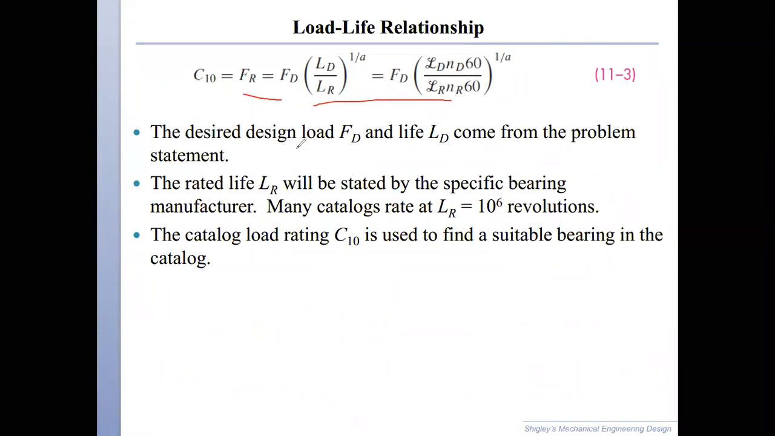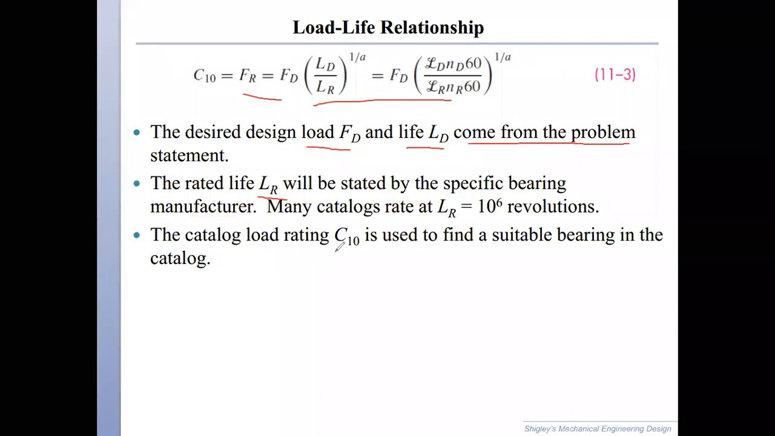Now, the desired design load is FD. The desired life is LD, your design hai. Ab hum apne design ki baat kar rahe hai. It comes from the problem, so this will come from our application. And aapka jo LR hai, that will be stated and specified by the bearing manufacturer. So basically this is your L10. And LR is generally equal to 10 to the power 6 revolutions.